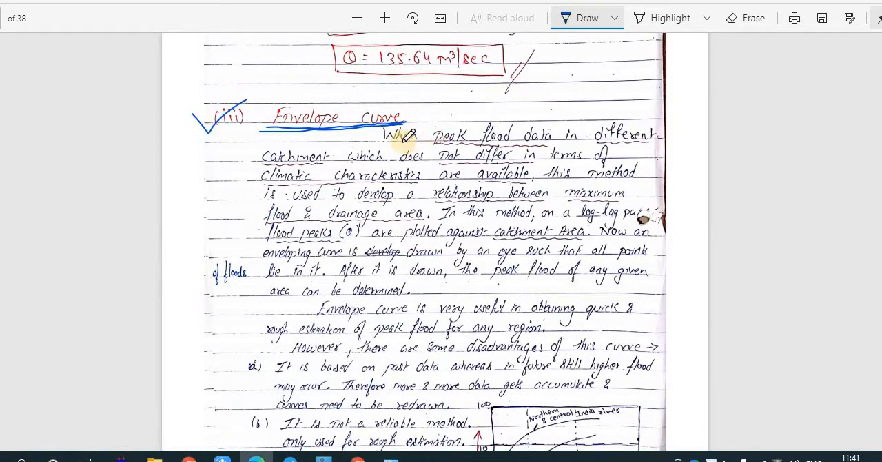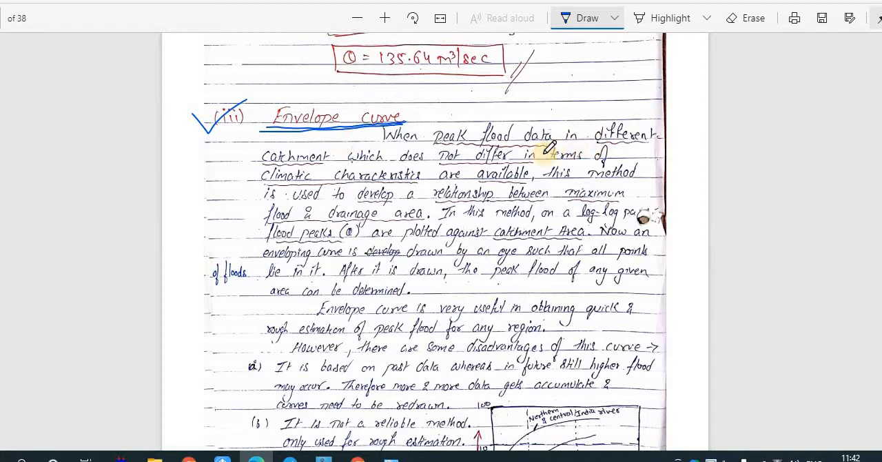So envelope curve method: when peak flood data in different catchments which do not differ in terms of climatic characteristics are available, this method is used to develop a relationship between your maximum flood and drainage area. In this method, on a log paper, flood peaks are plotted against the catchment area. Now an envelope curve is drawn by eye such that all the points of the flood lie within it. After it is drawn, the peak flood of any given area can be determined.